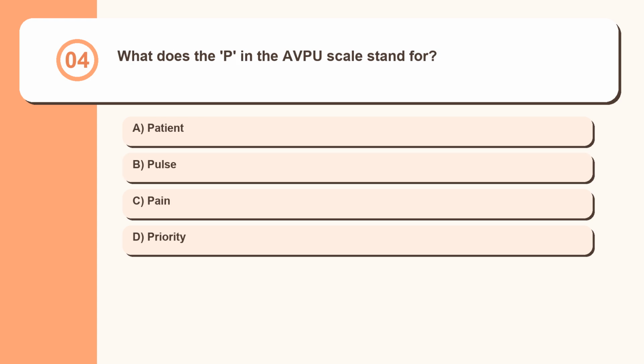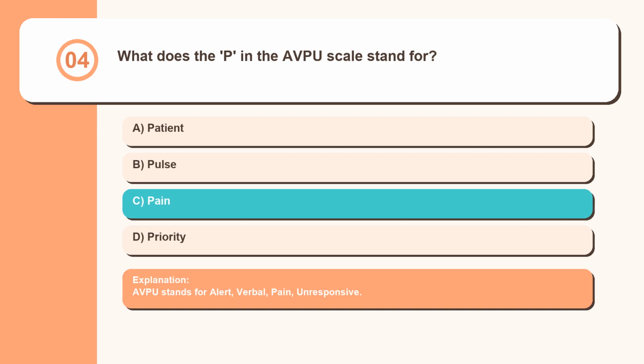Question 4. What does the P in the AVPU scale stand for? Patient, pulse, pain, priority. AVPU stands for alert, verbal, pain, unresponsive.